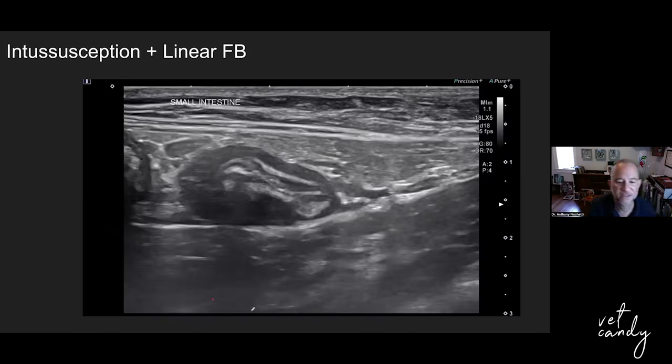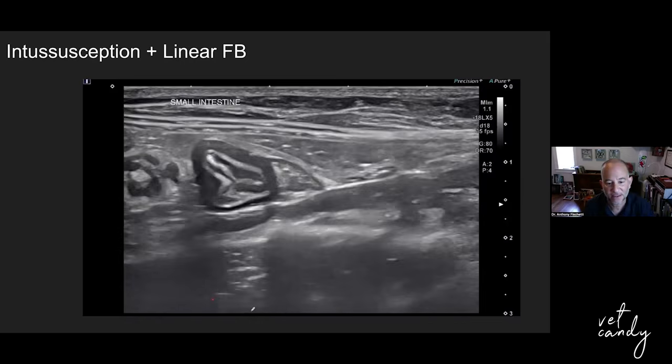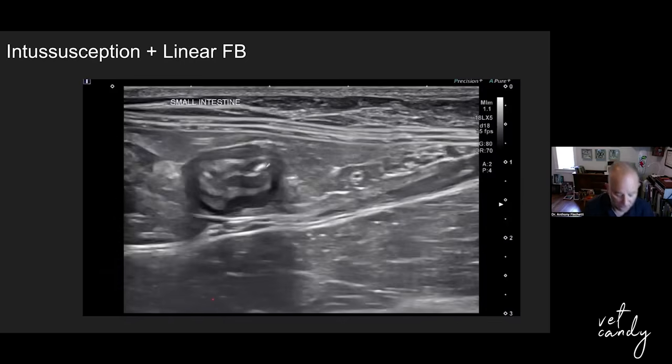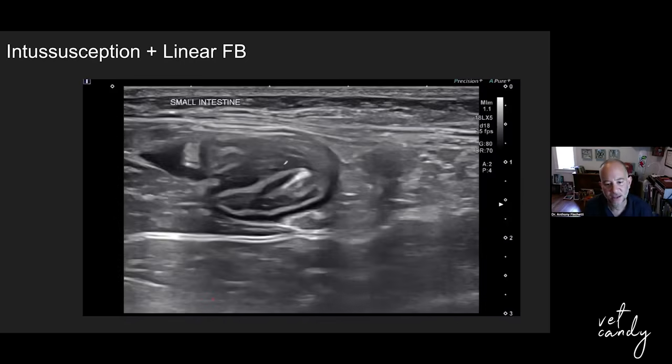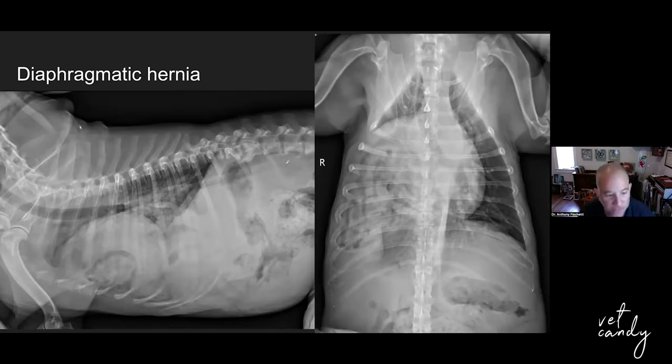This is the ileocolic junction in a cat. This is the ileum, and we're following this further caudally. And you'll notice that as this ileum gets to here, oh, geez.